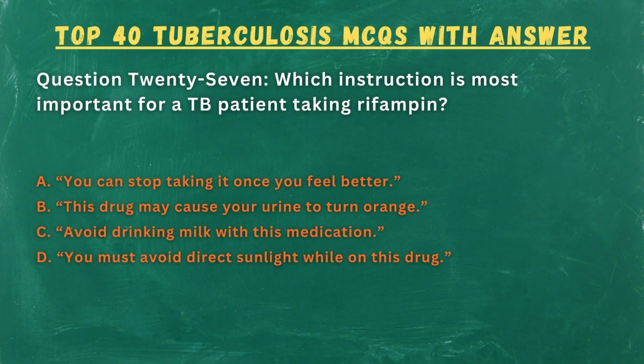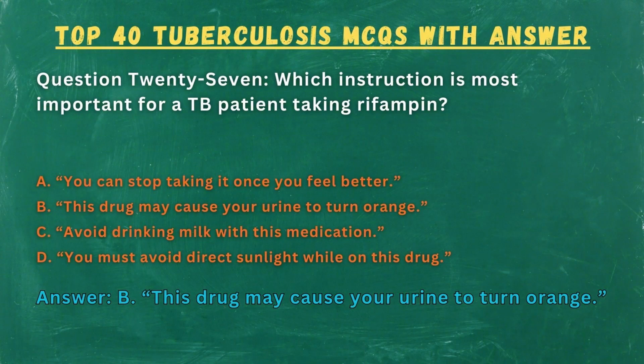Question 27. Which instruction is most important for a TB patient taking rifampin? A. You can stop taking it once you feel better. B. This drug may cause your urine to turn orange. C. Avoid drinking milk with this medication. D. You must avoid direct sunlight while on this drug. Answer: B. This drug may cause your urine to turn orange.